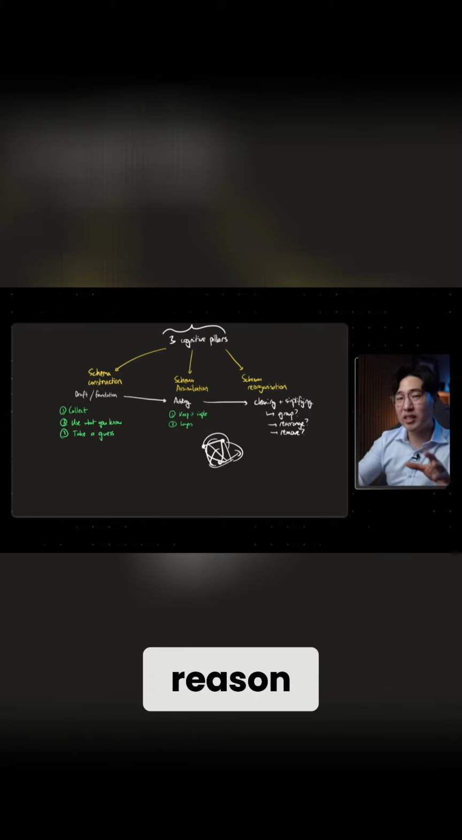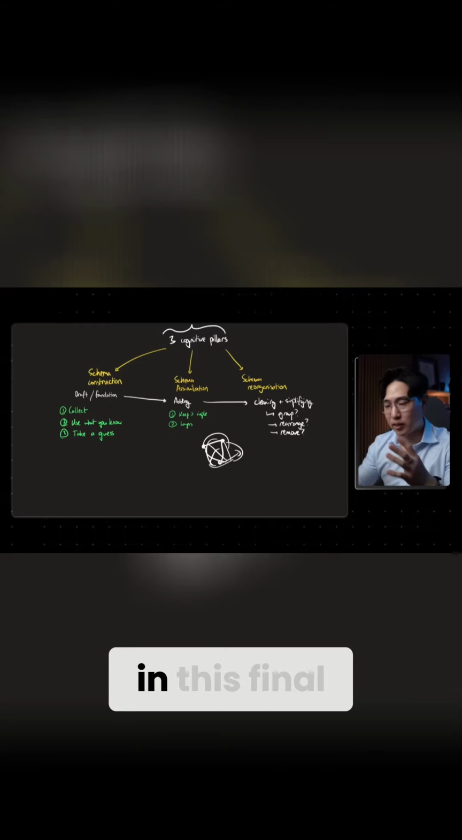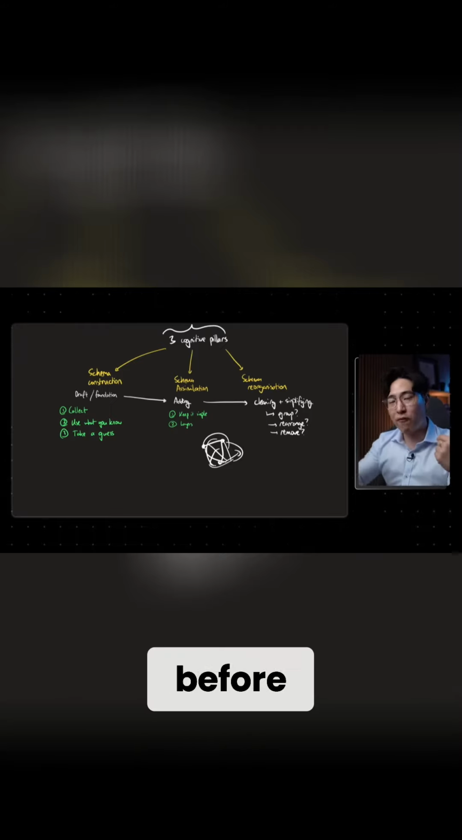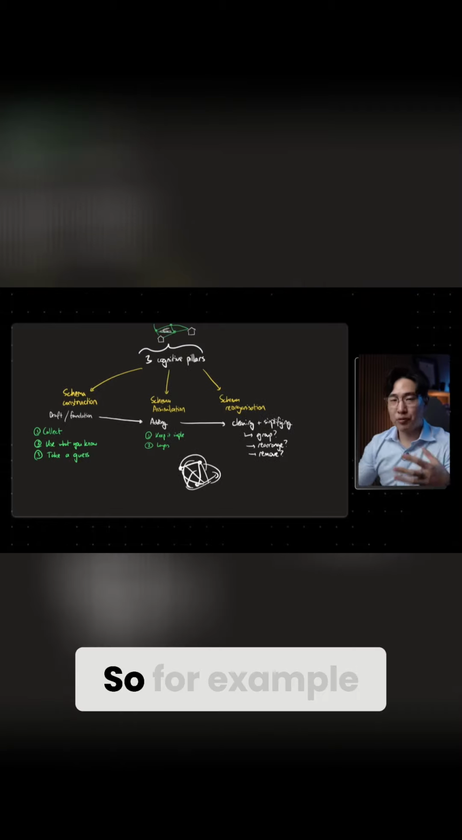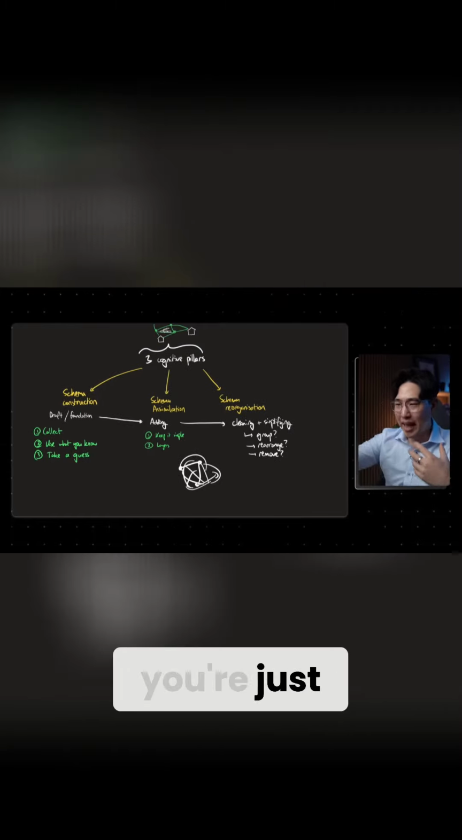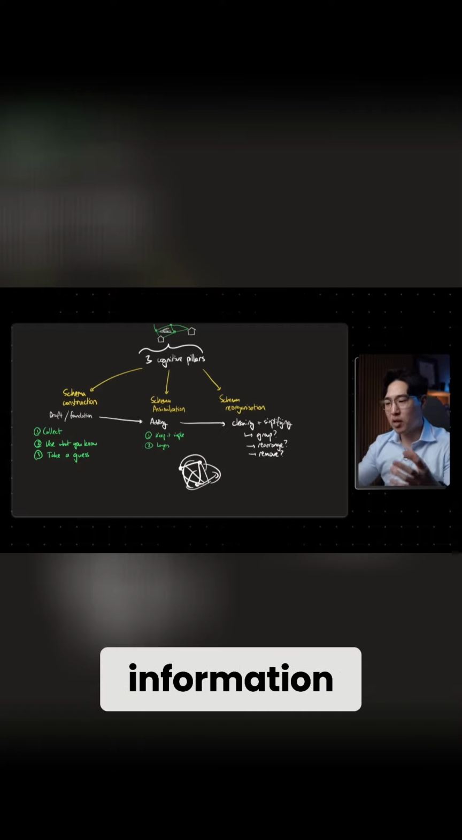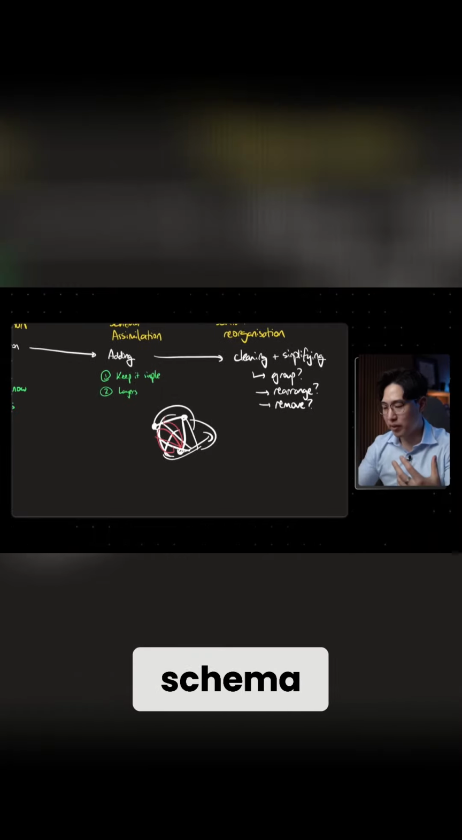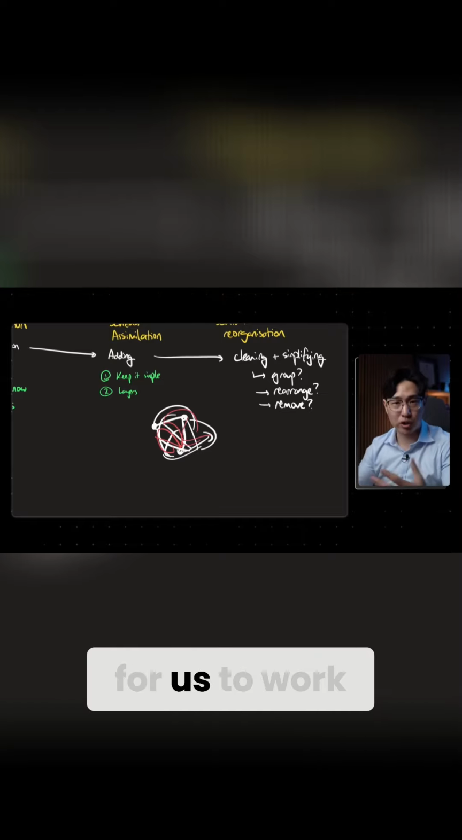But the other reason that we can be overwhelmed in this final step is when we spend too long before doing the reorganization. For example, if you're spending too long in the assimilation phase and you're just adding more and more and more information, we're piling up so much information into our schema that it becomes overwhelming for us to work with.